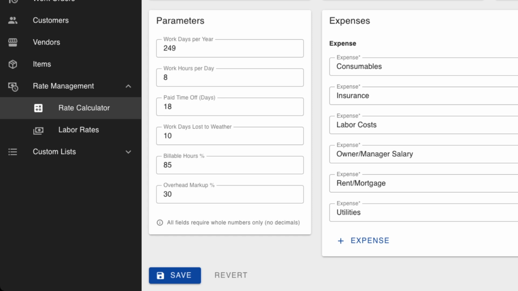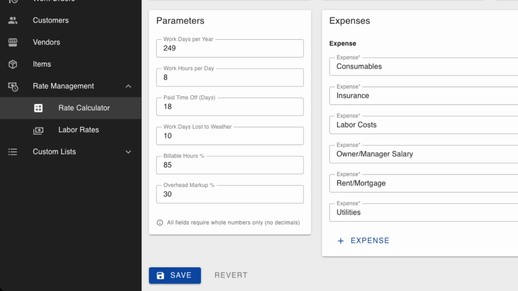Work hours per day is set to 8, a reasonable baseline, but some operations run 12-hour days, while others might only sustain 6 productive hours. Next, you need to account for paid time off. Our default is 18 days. This isn't optional if you want to avoid burnout. Even if you're a solo operation, you need to plan for vacation time, getting sick, and personal emergencies. 18 days is average, but adjust this to your reality.